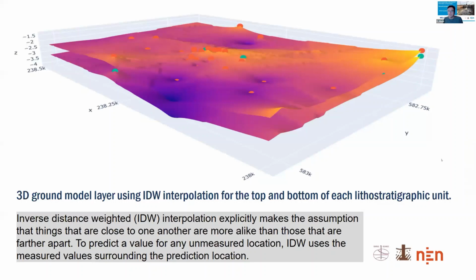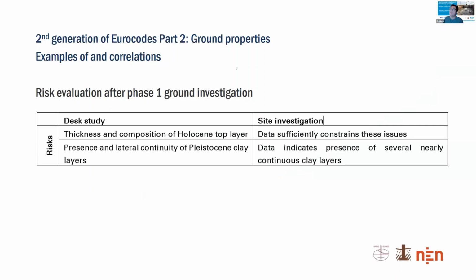For this project, as it's a CG2 project, we constructed a 3D ground model using IDW interpolation for the top and bottom of each lithostratigraphic unit. It's difficult to show the complete model. One of the issues that I have with 3D models is how to present these properly, so very often we go back to 2D pictures. If I look at the risk evaluation after phase 1 of the ground investigation, the thickness and composition of the Holocene top layers is sufficiently constrained by the site investigation for this phase of the project. And regarding the presence and lateral continuity of the Pleistocene clay layers, the data indicate several nearly continuous clay layers. So we can go ahead, based on these results, to the next phase of the project.